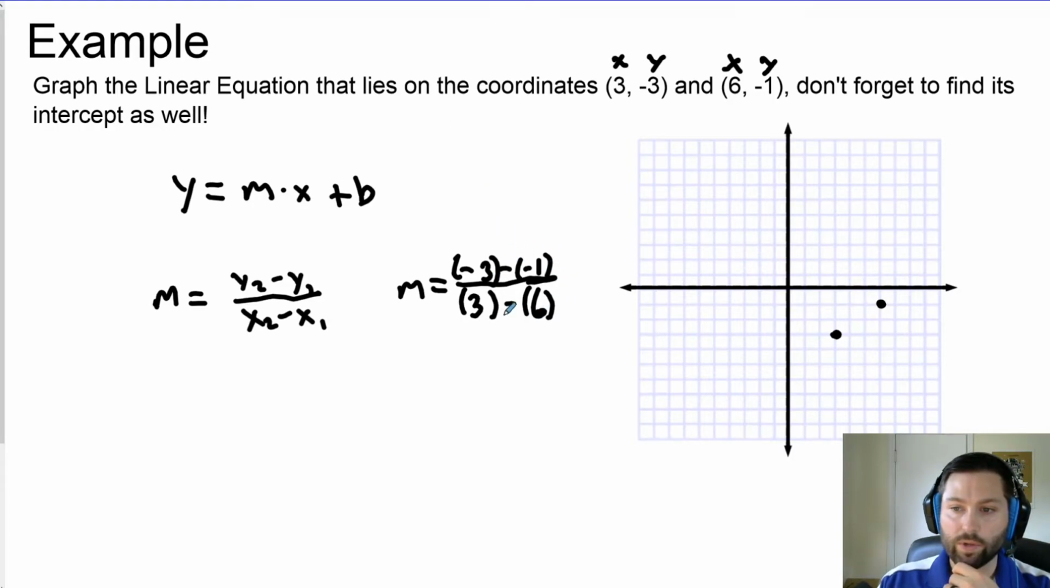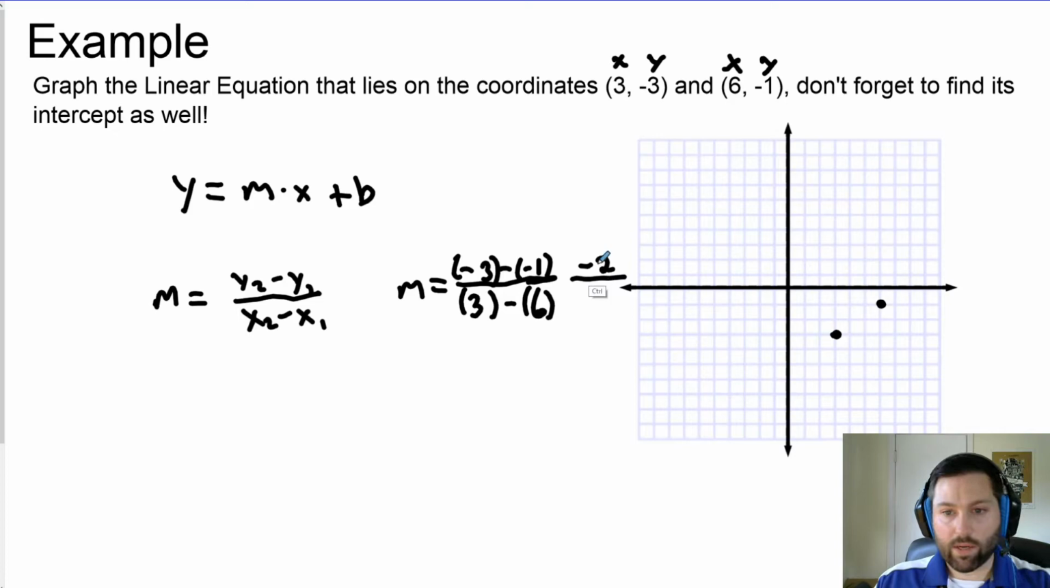So now what I am going to do is I am going to simplify. So negative 3 take away negative 6, or negative 1, is going to be saying negative 3 plus 1. And that's going to give me negative 2.